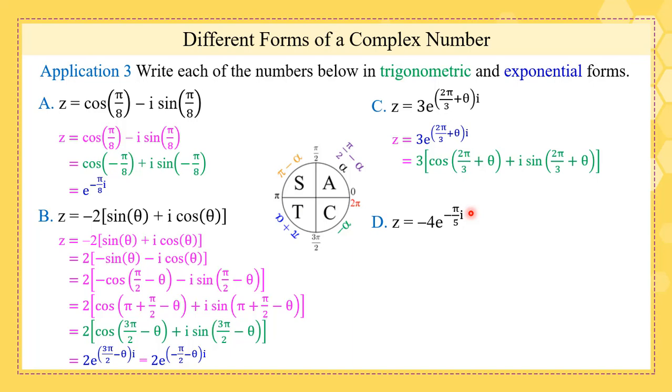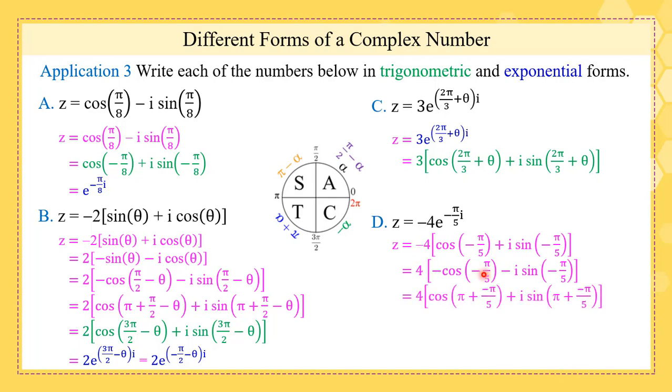Now this case, well, here you must pay attention that -4 is not r, because r is a modulus and it should always be positive. That's why we have to get rid of this minus. We put it inside and then we try to manage it trigonometrically to get this answer.